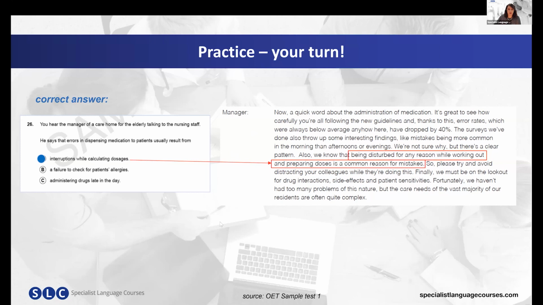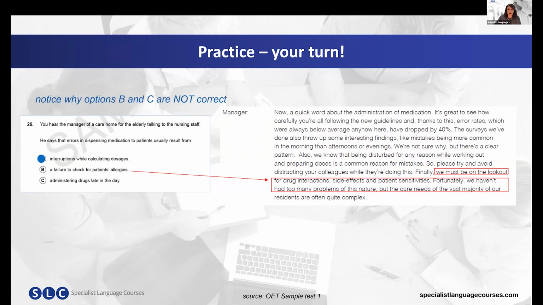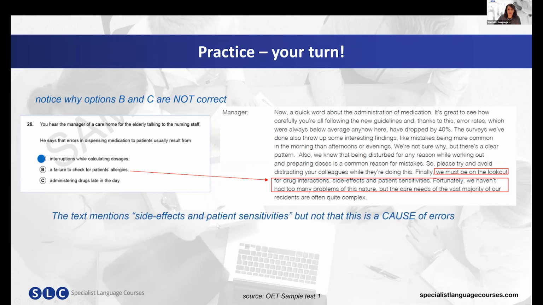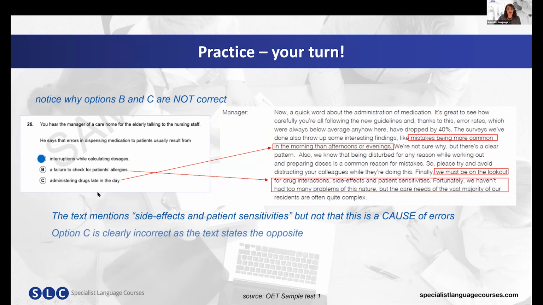So then we check why B and C are not correct. So B, we have information on side effects and patient sensitivities, but this isn't given as a cause of the errors. And for C, we have the opposite information. So administering mistakes are more common in the morning than the afternoon or the evening.